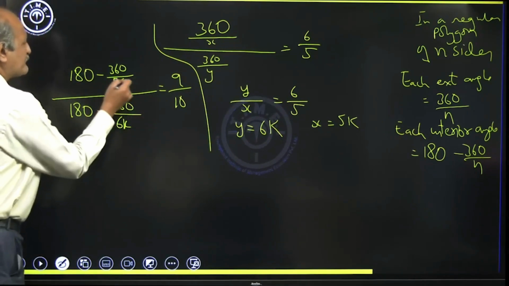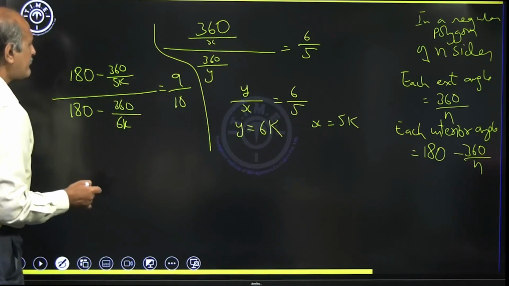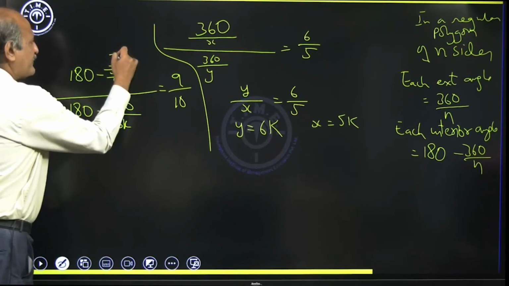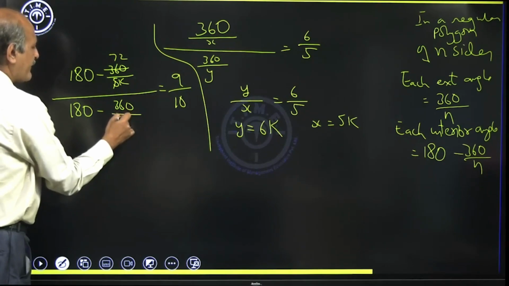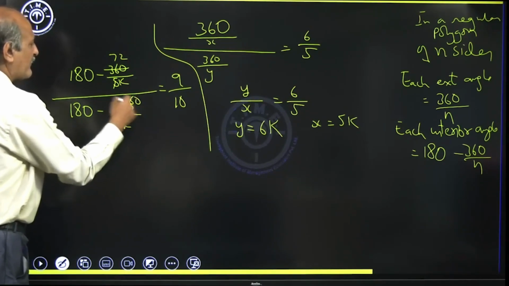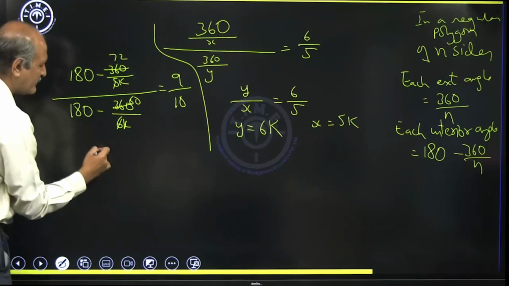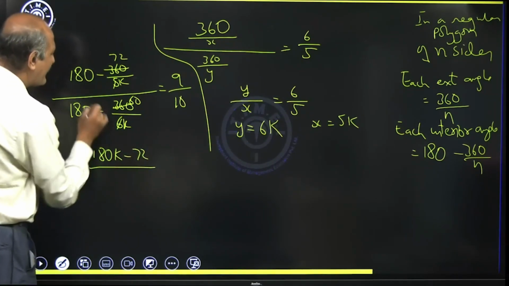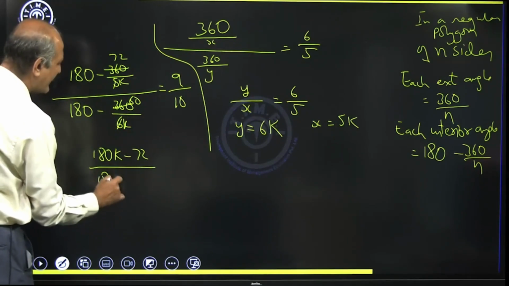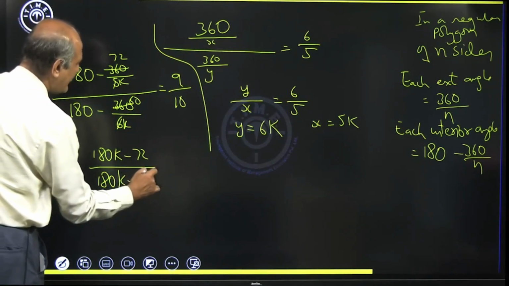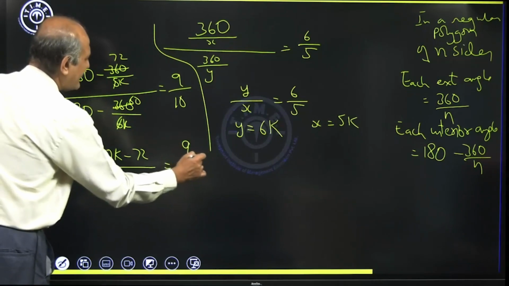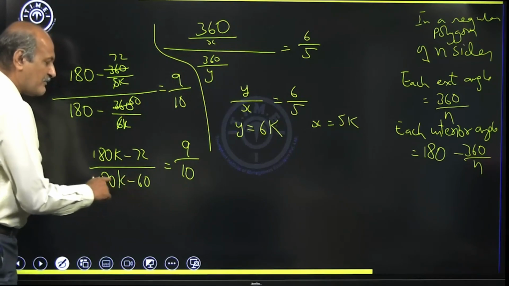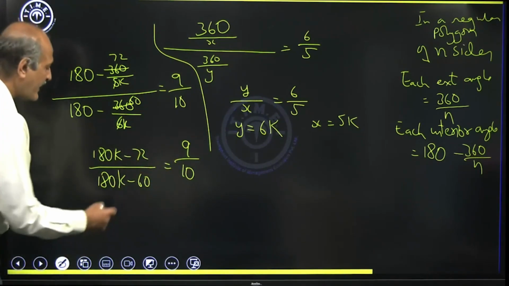Now if you simplify this, please see here. 5 will cancel this how many times? It is 72 times here. And here we are going to get 60 times. So upon simplification we get it this manner: 180k minus 72, divided by 180k minus 60, is equal to 9:10. Now I could have taken 10 as a common factor here and cancelled this 10. Let me do this.